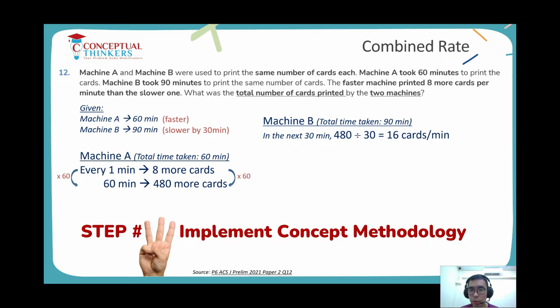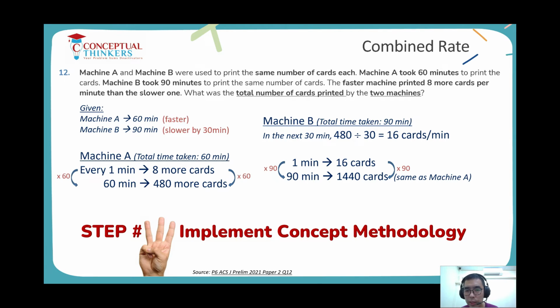So we can use 480 divided by 30 to find the speed of machine B during these 30 minutes. And from what we understand, the speed for printing the cards will be the same throughout the duration. So this means that these 16 cards per minute will be used throughout this 90 minutes.